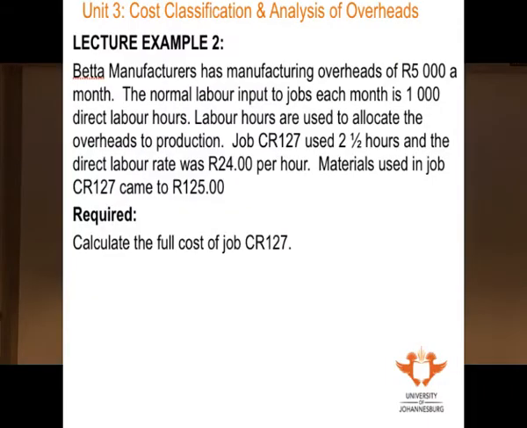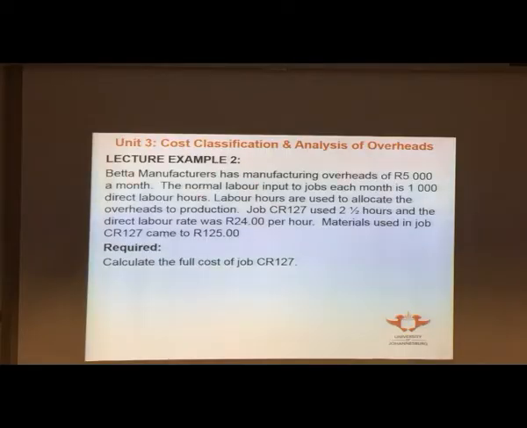All right, we're going to do another lecture example now. This one is more difficult because we're using labor hours to allocate the overheads to production. We have manufacturing overheads of 5,000 Rand a month, and we use 1,000 direct labor hours each month. This is a particular item, job CR127. This job used 2.5 hours. The direct labor rate was 24 Rand an hour.